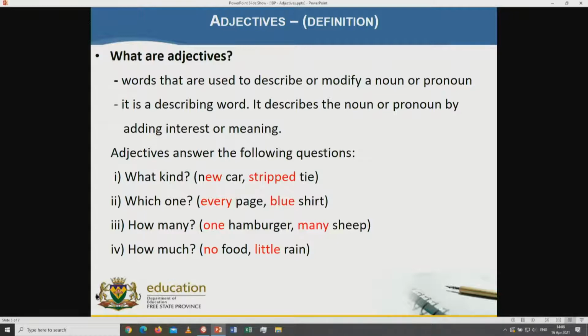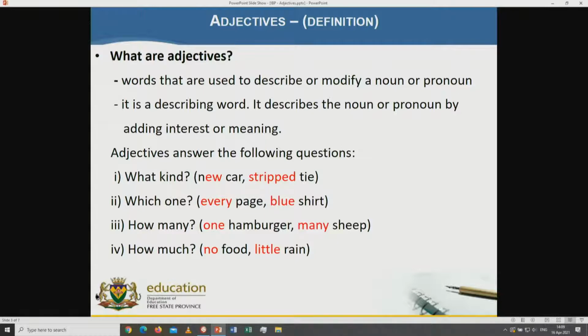Now, adjectives answer the following questions. What kind? These are the questions that are answered by an adjective. When I say what kind, what kind of what? Of a car. I'm saying a new car or a striped tie. Like some of you have that striped tie on. Which one? Or a blue shirt. No, I'm not talking about that one. I'm talking about a blue shirt.